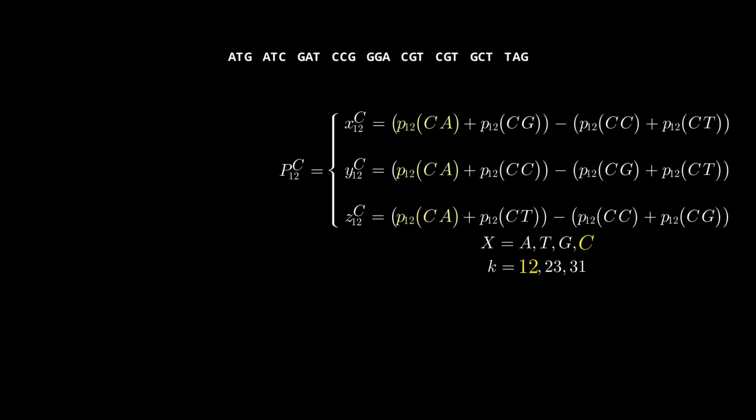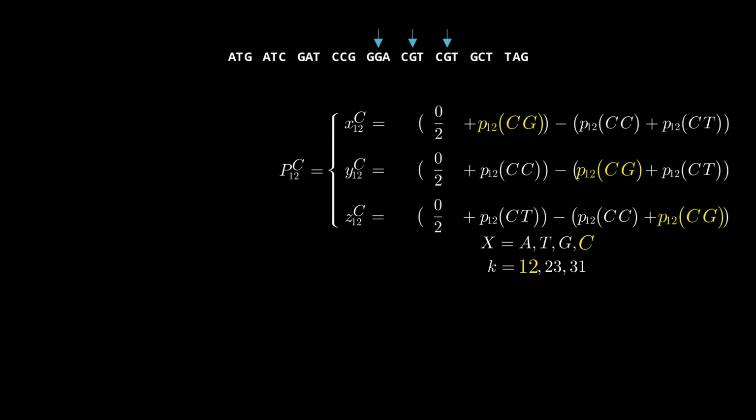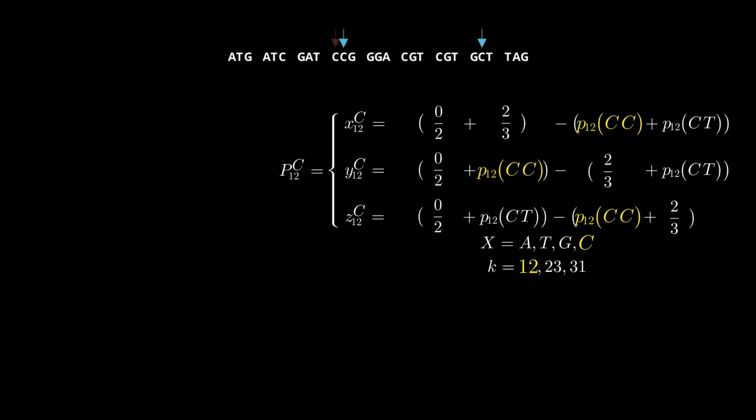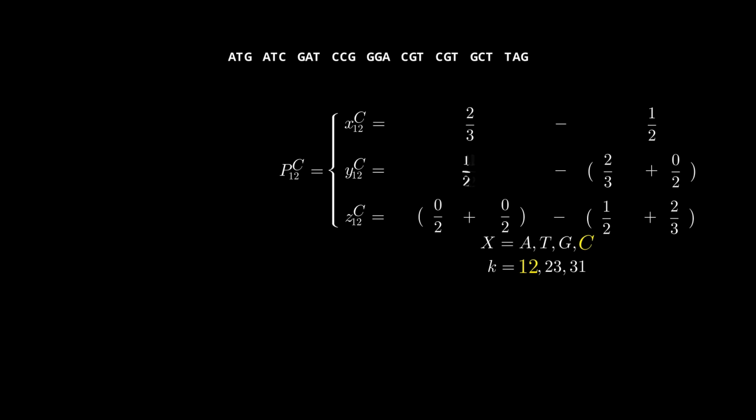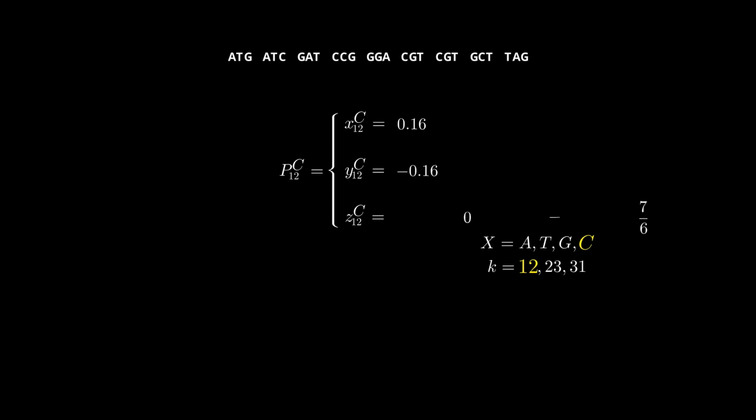The probability that C is in codon position 1 if A is in codon position 2 is 0 out of 2. The probability that C is in codon position 1 if G is in codon position 2 is 2 out of 3. The probability that C is in codon position 1 if C is in codon position 2 is 1 out of 2. The probability that C is in codon position 1 if T is in codon position 2 is 0 out of 2. Simplify and plot point P sub 1 2 super C.